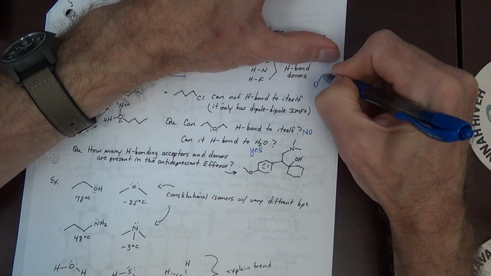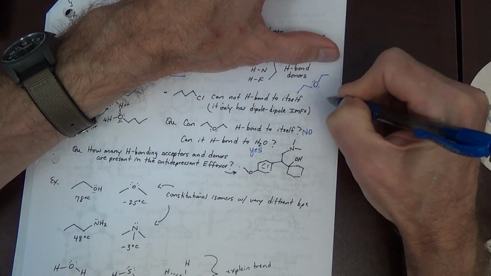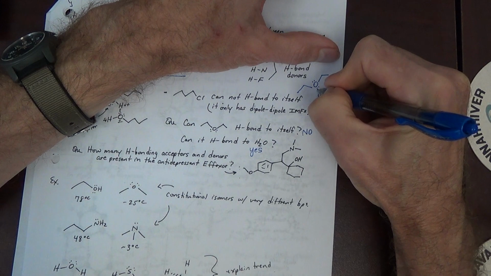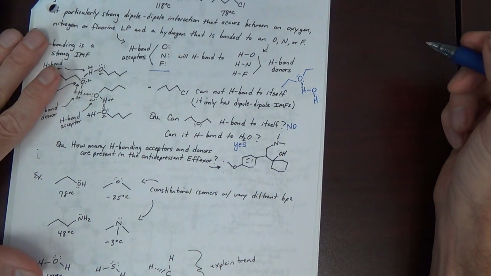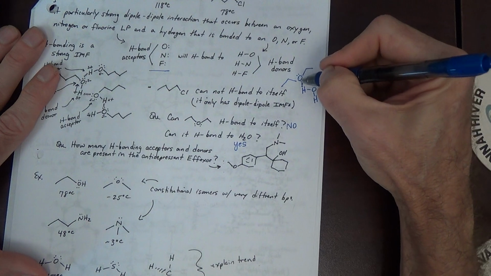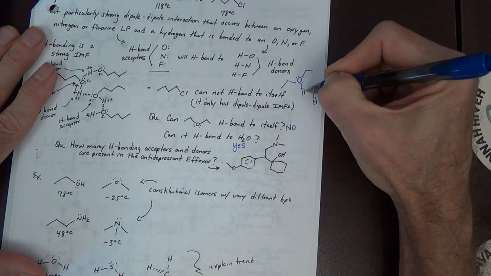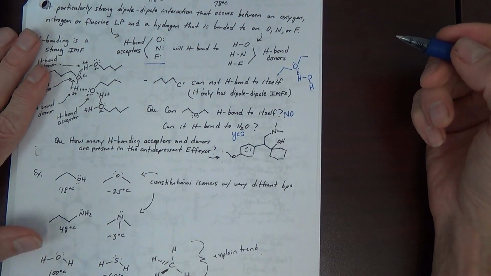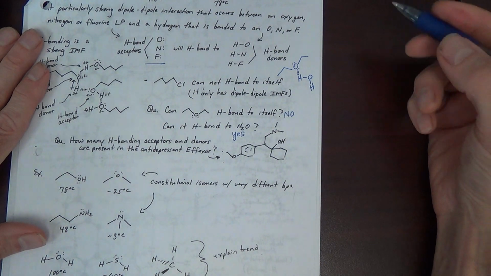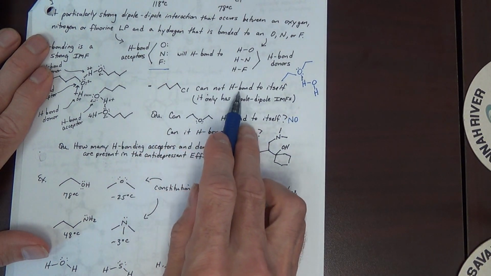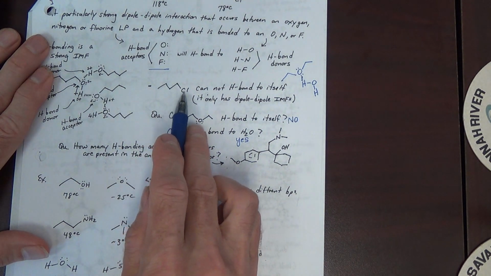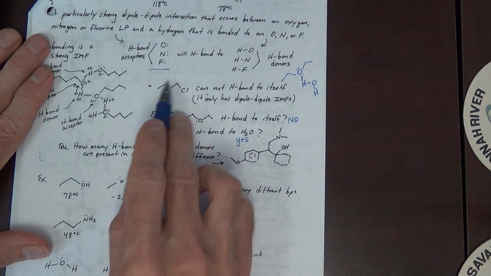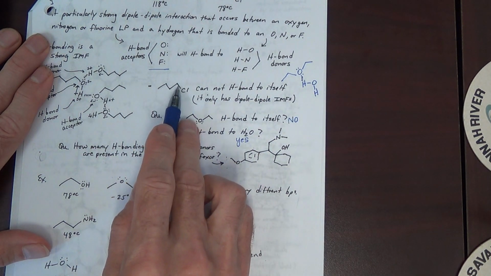Because if we showed it, we could have, right here, I won't show dipoles, but the oxygen lone pair hydrogen bonding to the H of water. Now, of course, the alkyl chloride cannot H bond to itself. Again, it has neither an acceptor nor a donor. No hydrogen bonding possible at all. And it could not hydrogen bond to water.